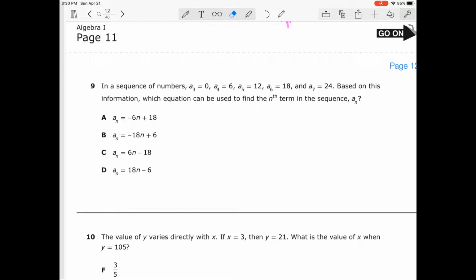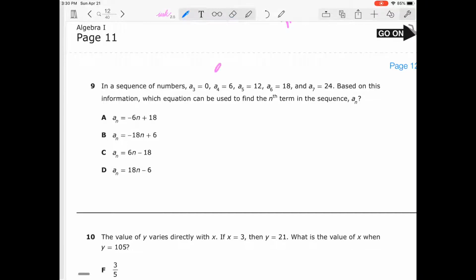In this question, we're talking about a sequence of numbers. Our third term in this sequence is 0. Our fourth term is 6. Our fifth term is 12, and so on and so on. Based on this information, we want to look at our list of equations to see which one can be used to find the nth term in a sequence, a of n.